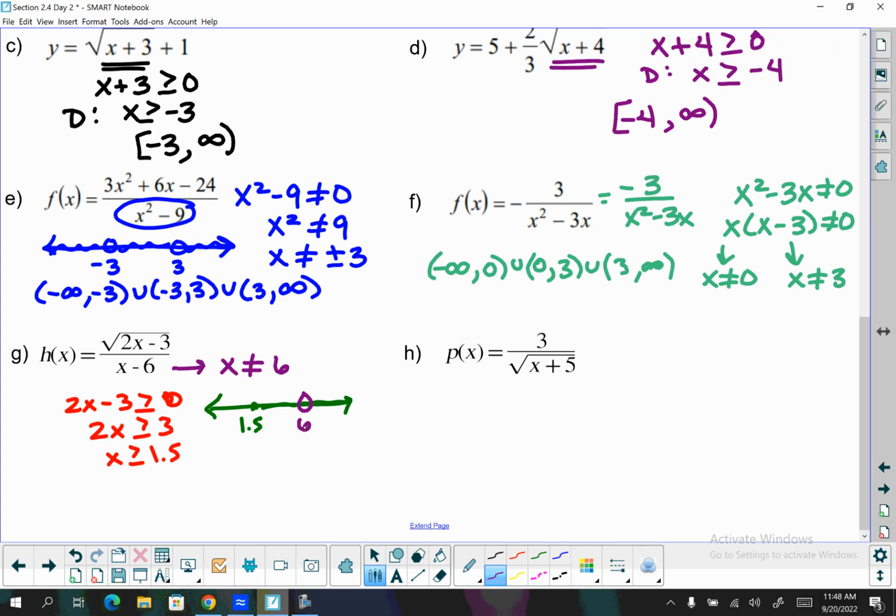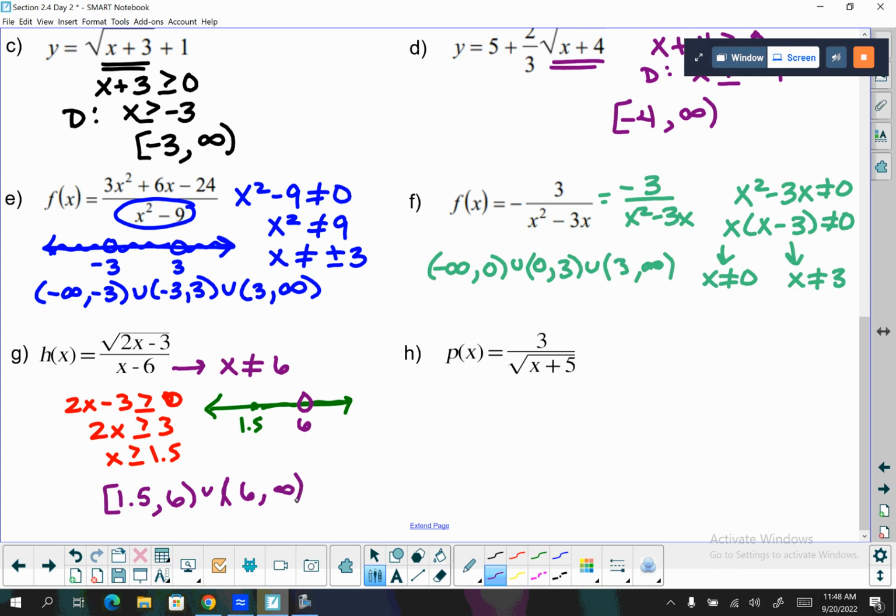Okay, how many groups of numbers are going to be in my interval notation? 2. Anything that's shaded is part of your domain. So my domain is 1.5, then I'm increasing, but I have to jump over 6. I'm not allowed to equal 6. And then 6 to infinity. Okay. Does that make sense? If you're not sure how to put it in the notation, shade on the number line.